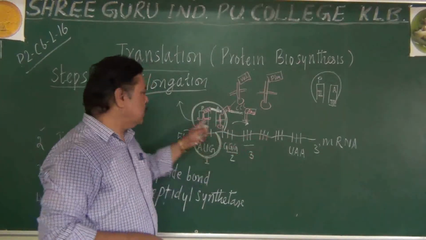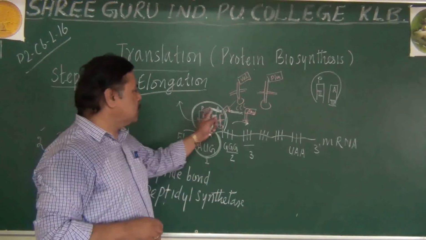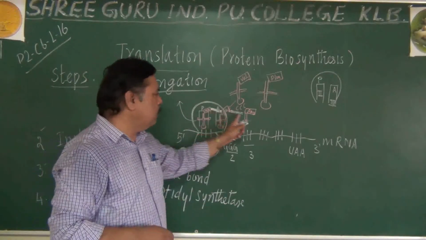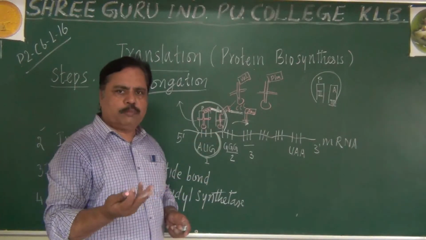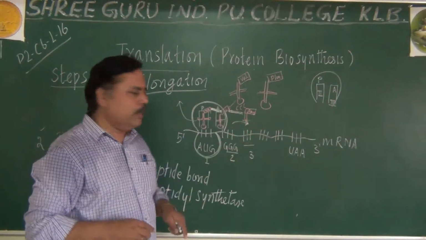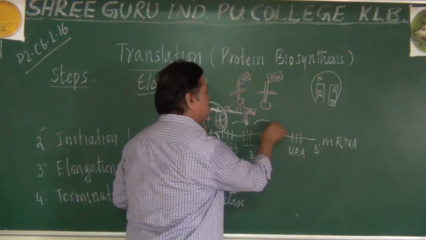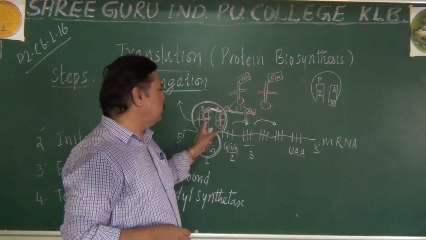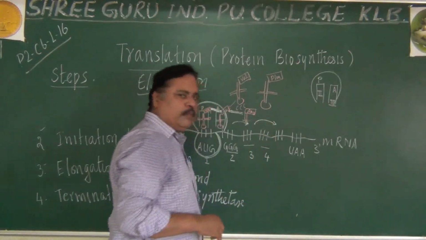Again, what happens? The second tRNA will become empty because it has given all its raw material to the third one. They are bound by a peptide bond. Now the second tRNA will leave. It is becoming useless. It will go out. Once again, one movement will happen. The ribosome will move towards 3 prime. One more jump. Because of that, codon number 3 will occupy the P site.